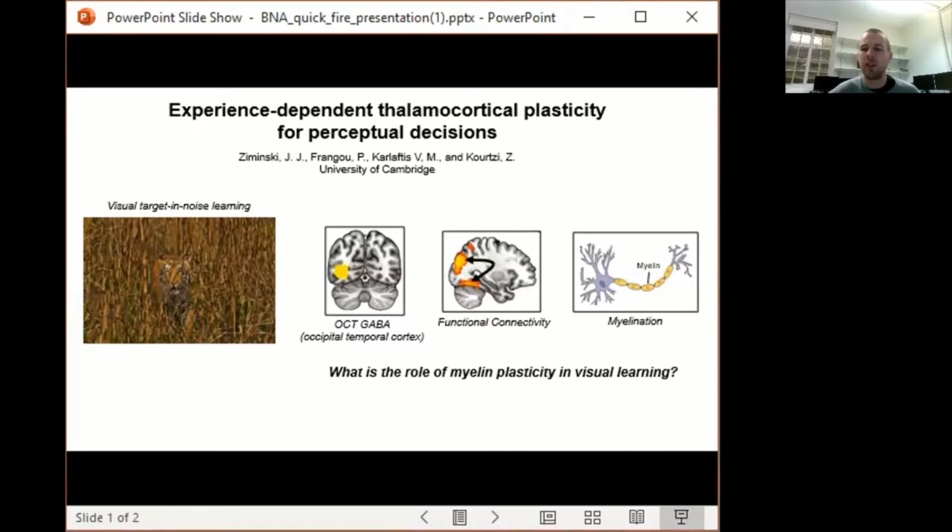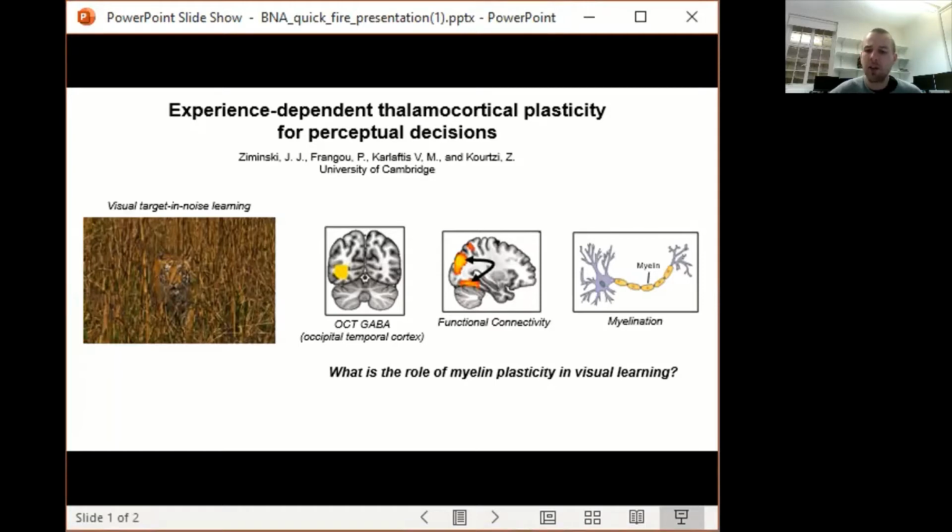This includes changes in the inhibitory neurotransmitter GABA and in functional connectivity between visual brain regions. However, recent work on experience-dependent changes in myelin, a phospholipid sheath that wraps around neuronal axon segments, suggests myelination is also an important mechanism for learning-dependent plasticity.